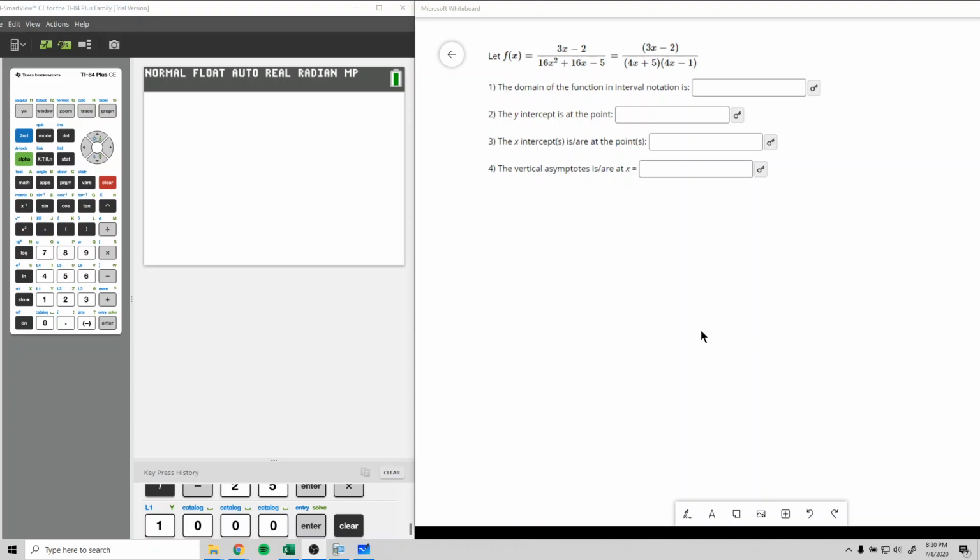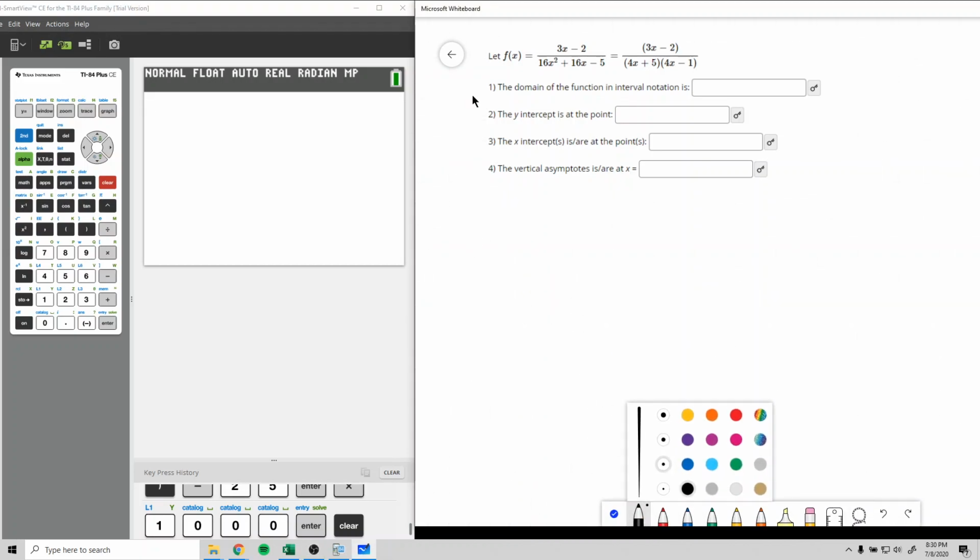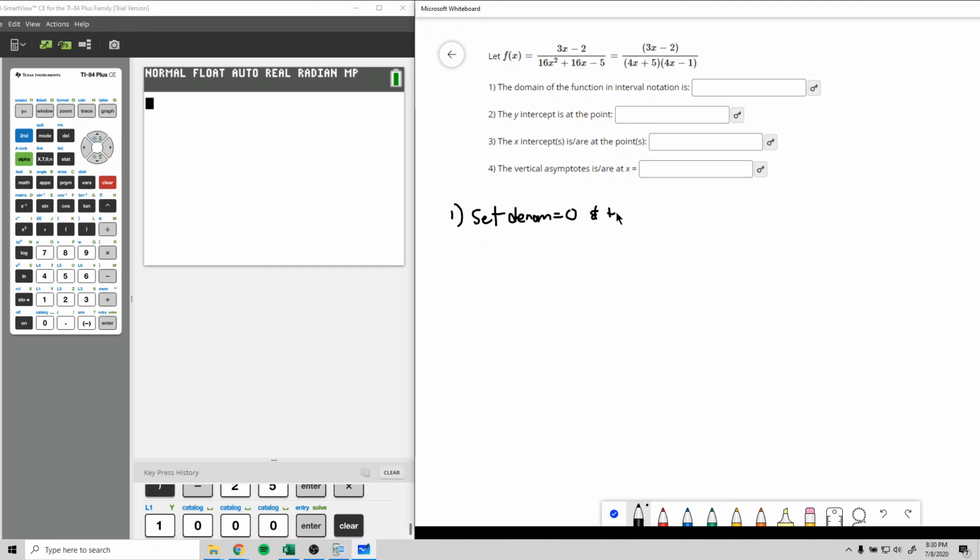In this question we are given a rational function and asked to find the domain, the y-intercept, the x-intercept, and the vertical asymptotes. So the domain, remember, is found by taking when the denominator equals 0 and throwing those values away. When you have a fraction and x is in the denominator, we have to set the denominator equal to 0 and throw those away.